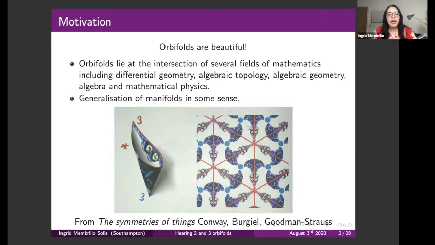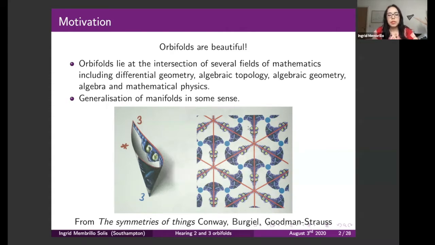mathematical objects, and not just beautiful, they are very interesting because they lie at the intersection of several fields in math, including, of course, differential geometry, algebraic topology, algebraic geometry, algebra in general, and mathematical physics. And one way to think about orbifolds is as a generalization of a manifold in some sense. So locally, we can think of an orbifold as the quotient of R^n by some finite group.